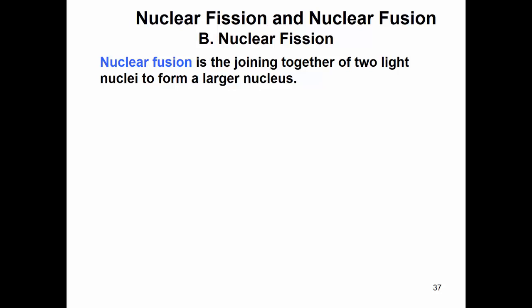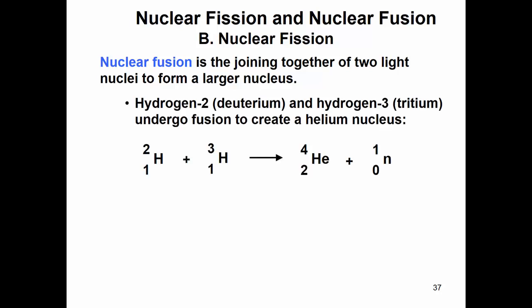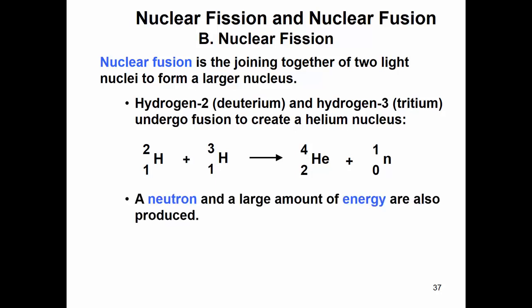Nuclear fusion is the opposite. This is the joining of 2 light atoms to form a larger nucleus. Here's an example. If you take 2 isotopes of hydrogen, they can react and form helium. So they form this helium nucleus here. You take 2 lighter isotopes and form a larger nucleus. This generates a large amount of energy also.